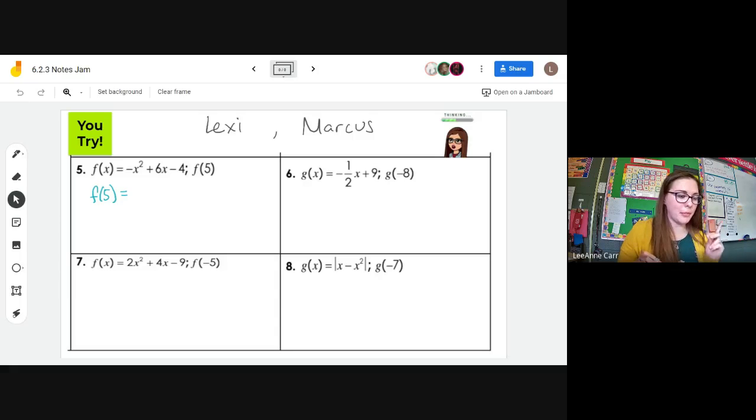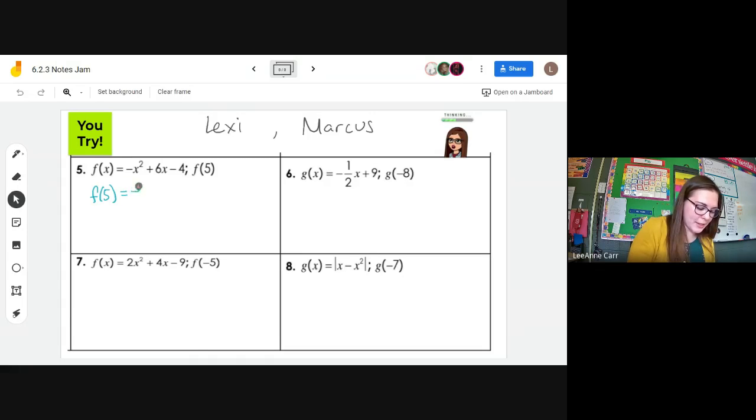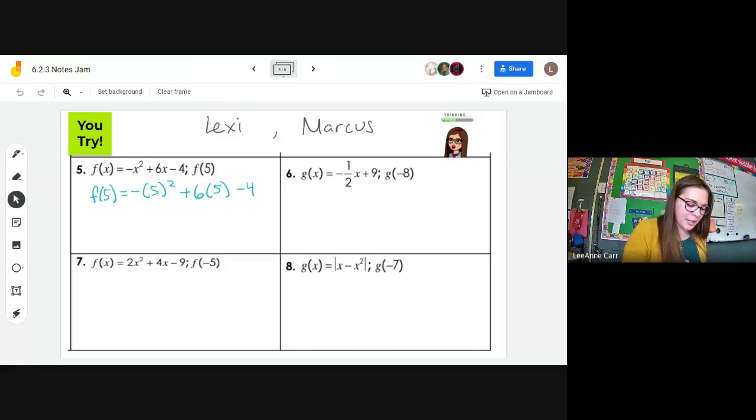Okay. Now, remember, when we had f of x, we have an x in our equation. Now I want f of 5. So what am I going to put in place of x now, Lexi? 5. So I'm going to rewrite this, Lexi, but everywhere I see an x, I'm going to put a 5 in its place. Are you following me? Yeah.